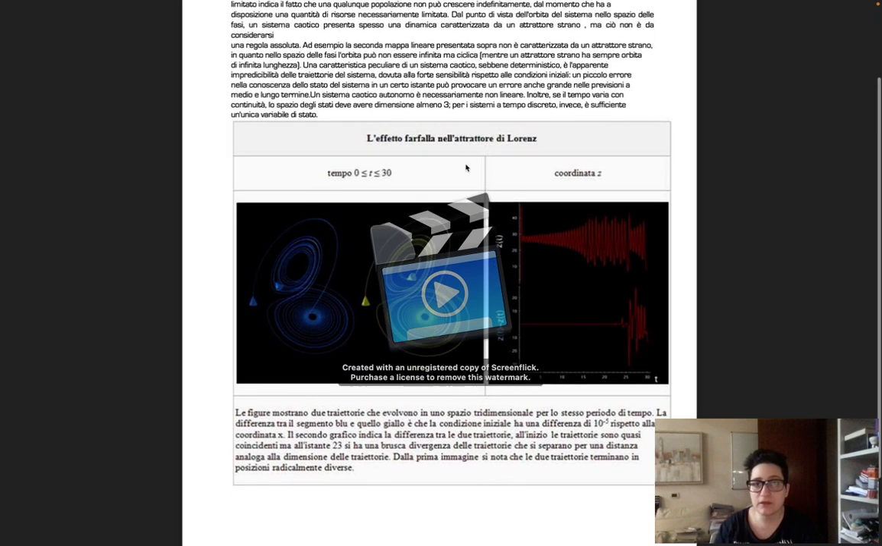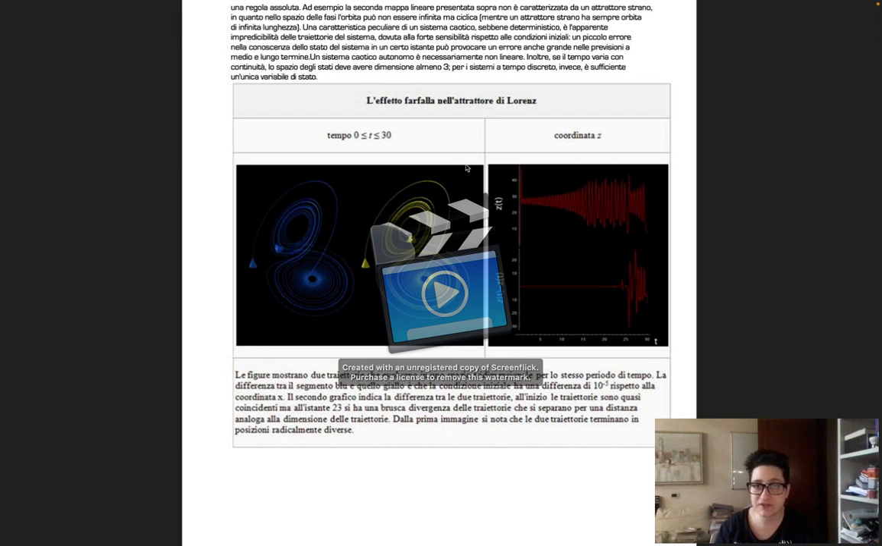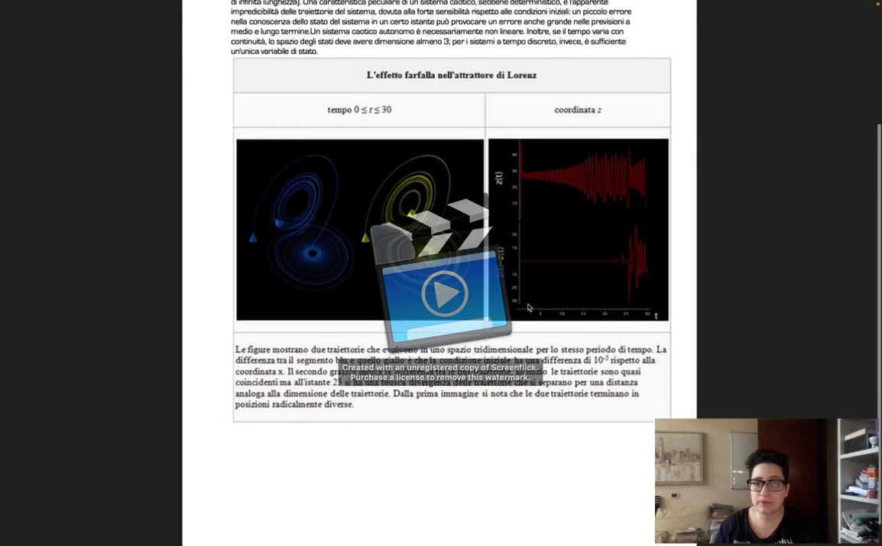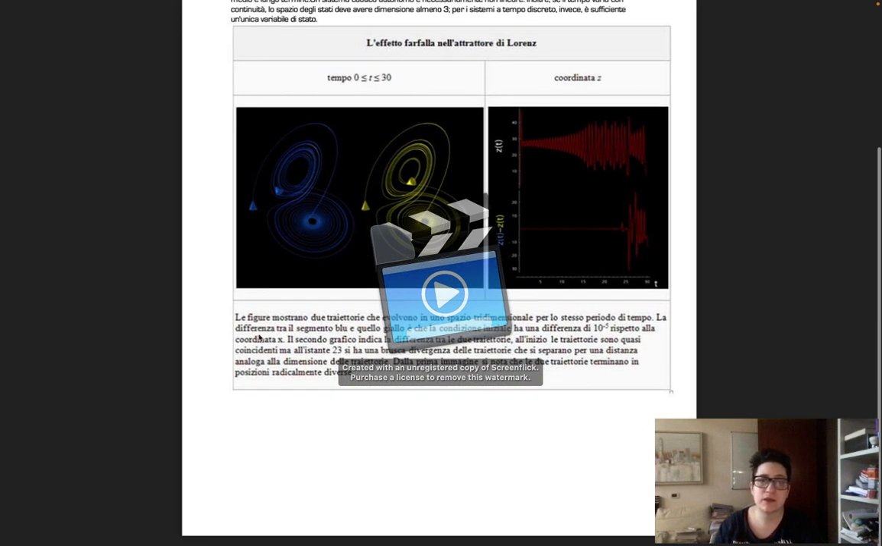So here we can see the butterfly effect on the Lorenz attractor. Here you can see a representation with time that goes from 0 to 30 seconds, and here on the left you can see the Z coordinate. So this is in parametric coordinates. And here it says, this is from Wikipedia, the pictures show two trajectories that evolved in 3D space in the same period of time. The difference between the blue segment and the yellow one is that the initial conditions have a difference of 10^-5 with respect to the x-axis.